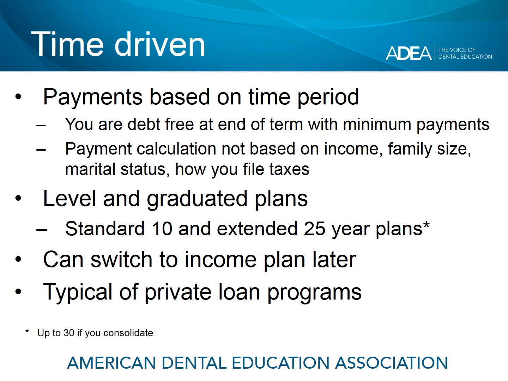And those of you who have private loans, you may find that the private lender allows repayment of your private loans based on a designated period of time, usually 10, 15, or 20 years based on how much you borrow.